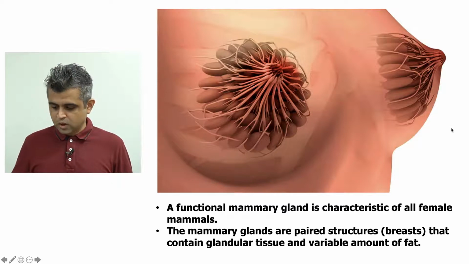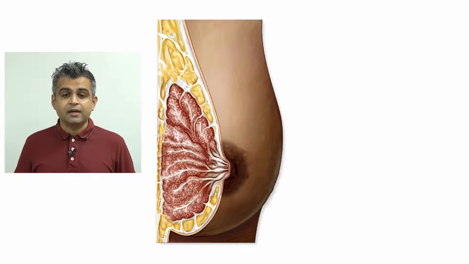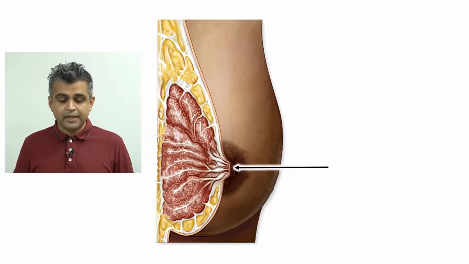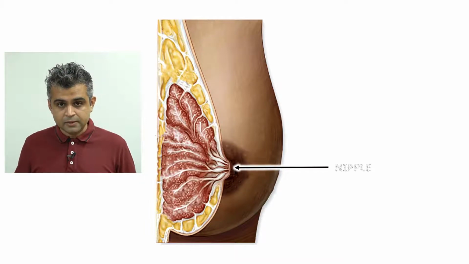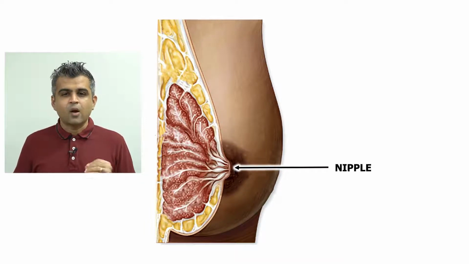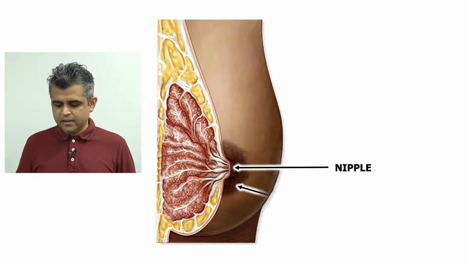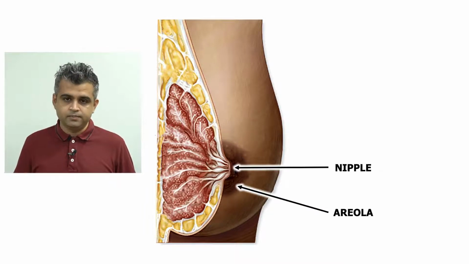So let's have a closer look at the human breast. Here is a cut section of the mammary gland, and as you can see here in the center, that part is called the nipple. The area surrounding the nipple is slightly darker as compared to the normal skin, and that slightly darker area around the nipple is called the areola.